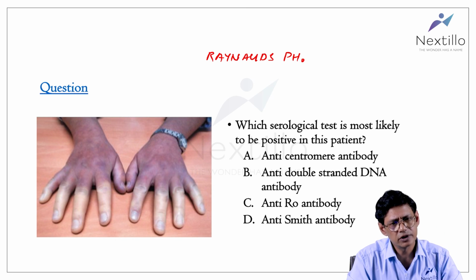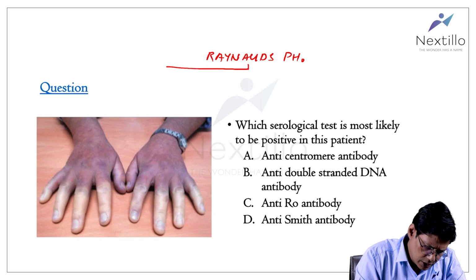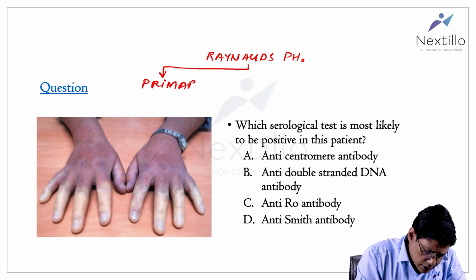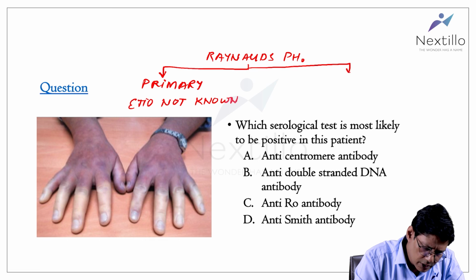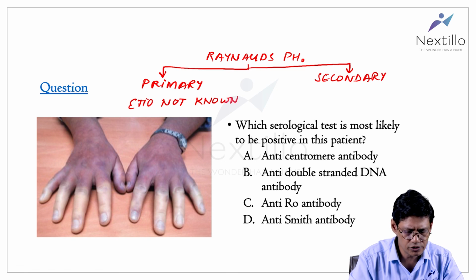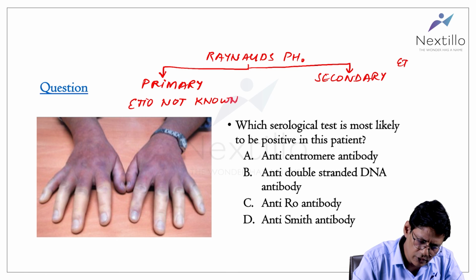Raynaud's phenomenon is classified into two types. Either we may have a primary Raynaud's. The etiology for primary Raynaud's is not known. The second type of Raynaud's phenomenon is the secondary Raynaud's. The etiology for secondary Raynaud's is known.